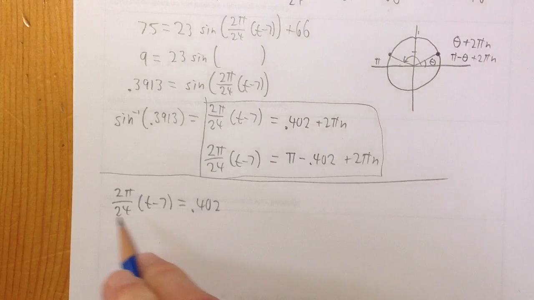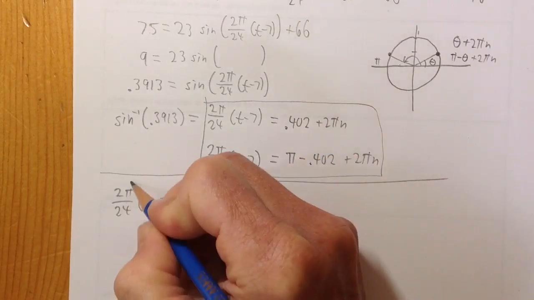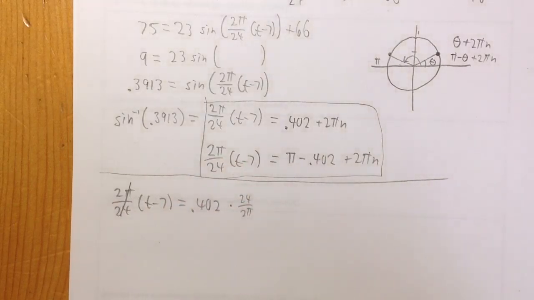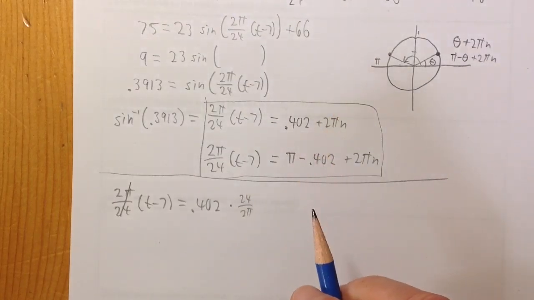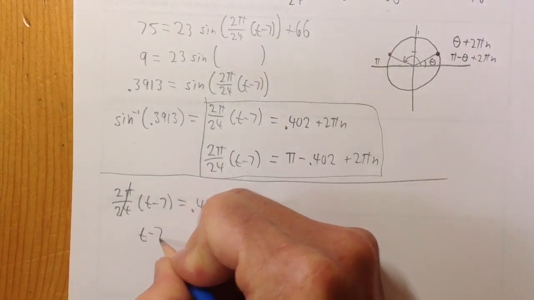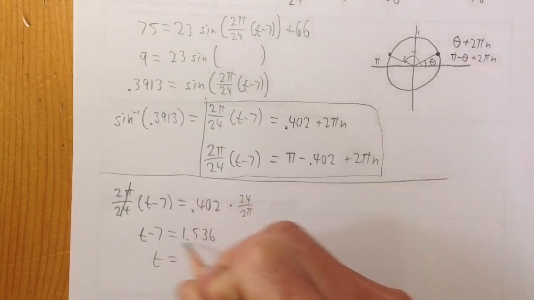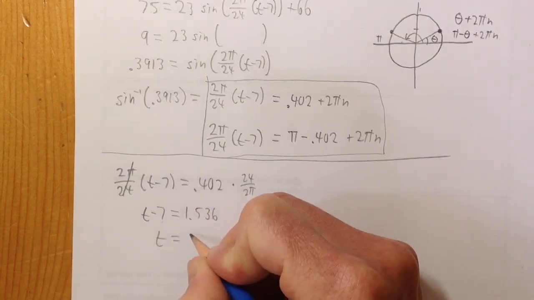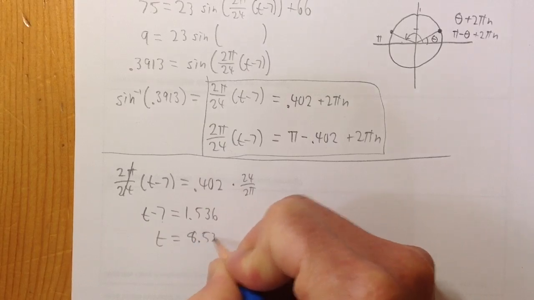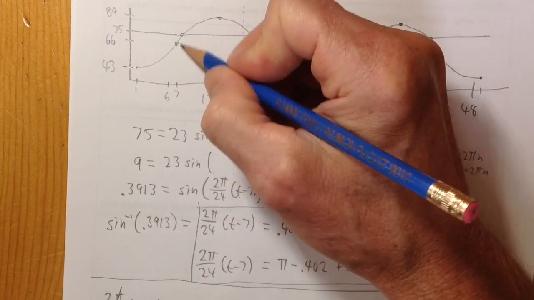Multiply top and bottom by 24 over 2 pi, so times 24 over 2 pi. That cancels that out. So 0.402 times 24 divided by 2 divided by pi. I got 1.5357, let's say 1.536. So t minus 7 equals 1.536, or t is equal to, just add 7 to that, 8.536. Okay, that looks like this point right here, right after 7.